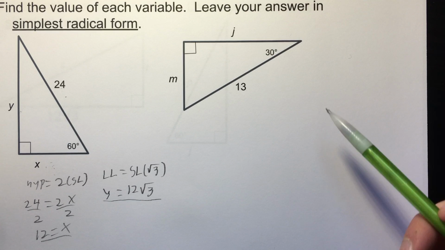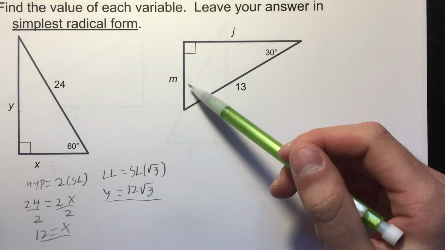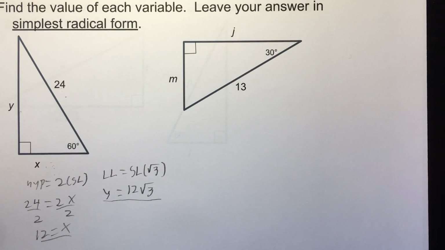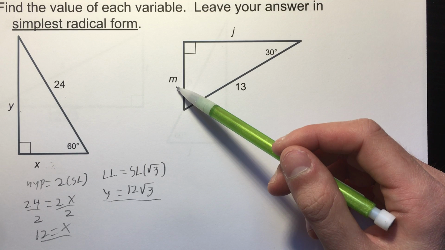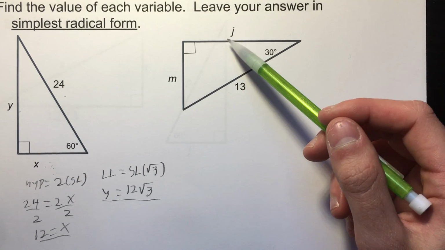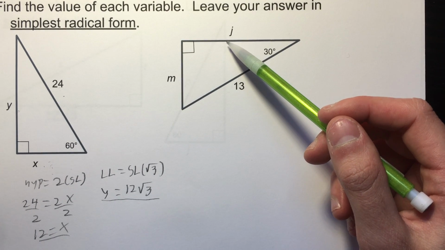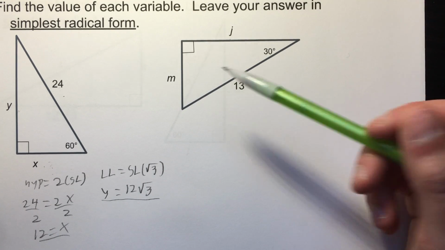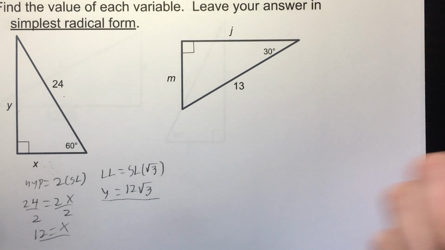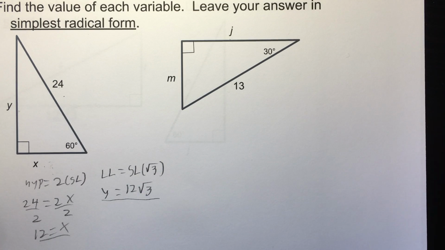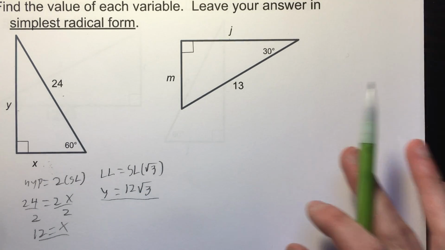Now, let's look at this problem. We need to find j and m. So pause the video, see if you can get this on your own. If you got an answer of m is equal to 13 halves or 6 1/2, and that j is equal to 13 root 3 over 2, then you're all set and you're able to fast forward through this explanation. If not, I'm going to show you how to do it.